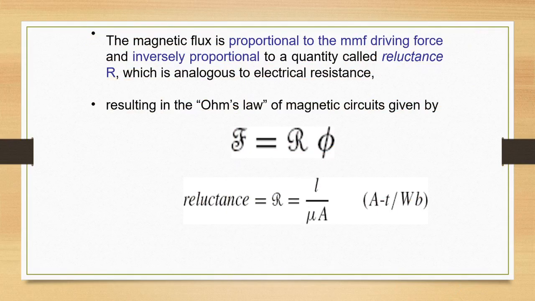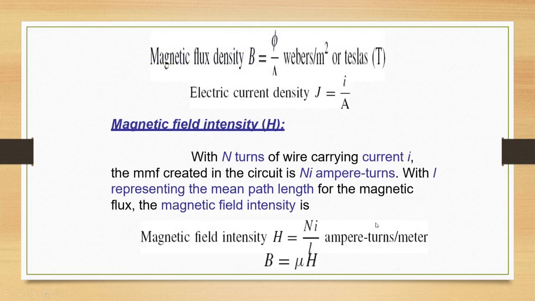Magnetic flux is proportional to MMF driving force and inversely proportional to a quantity called reluctance, which is analogous to electrical resistance, resulting in Ohm's law of magnetic circuits given by MMF equals reluctance into flux. So this will be the same as EMF equals resistance into current. V is equal to Ri in electric circuits is analogous to MMF equals R into phi in magnetic circuits. Reluctance R is equal to L by mu A, ampere turn per Weber.